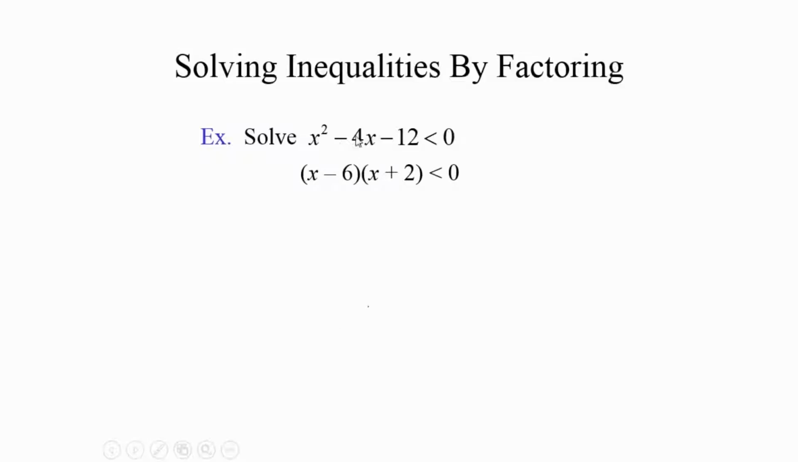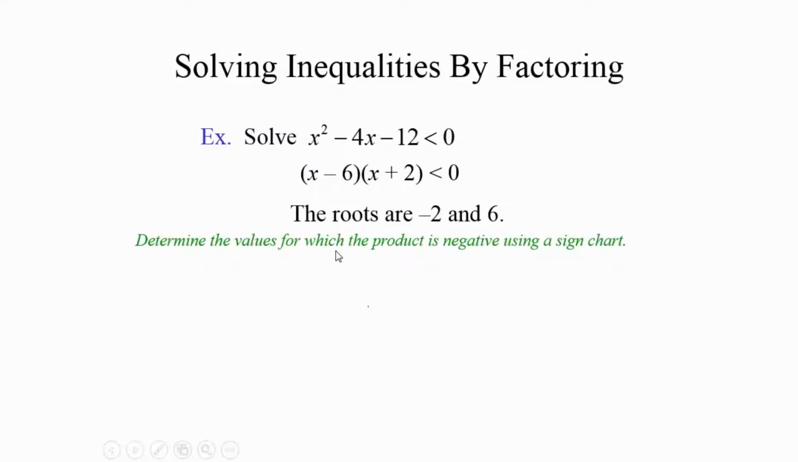Okay, factor, right? (h minus 6)(h plus 2) less than 0. Then the roots, or critical points, I call them the roots, are minus 2 and 6. What makes each one of these parentheses 0? Then determine the values for which the product is negative using the sign chart, or the number line I call it. So it has these critical points or these roots.